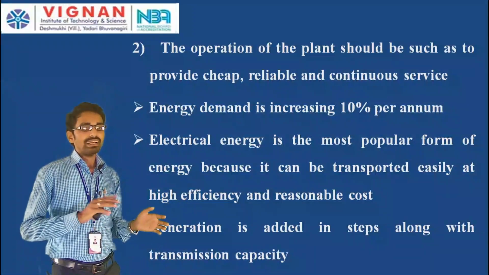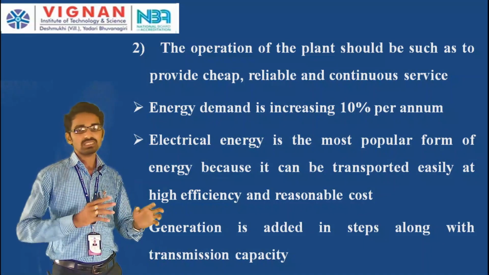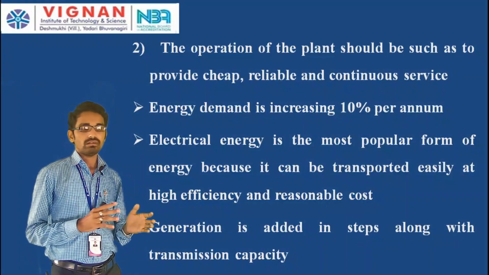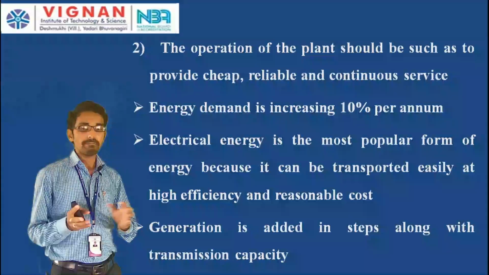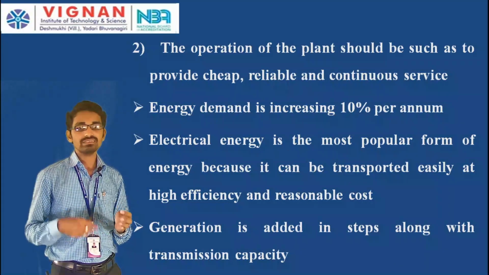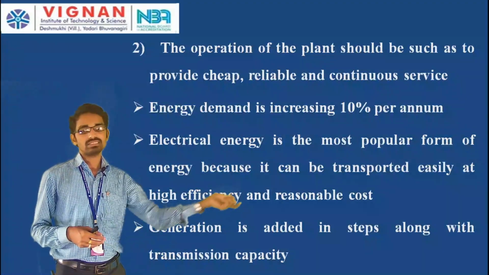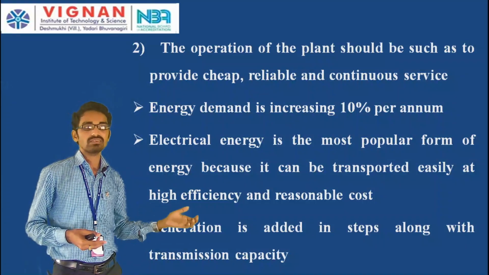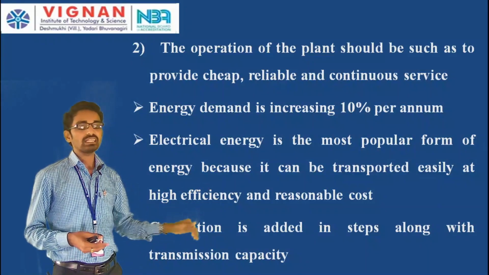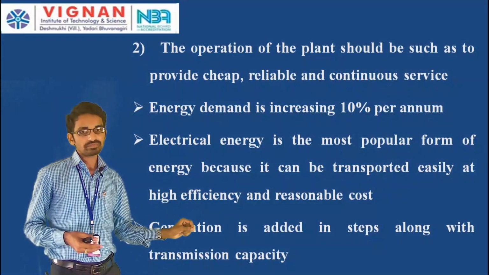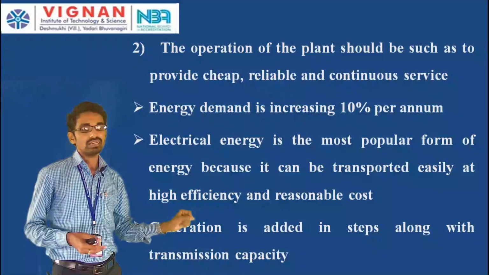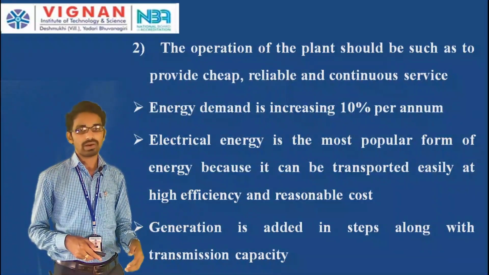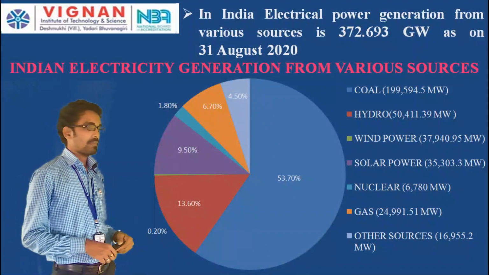As I said, supply (generation) and demand are not going to be matched together, because with the increasing demand we need to increase the generating stations. So, generation is added in steps along with the transmission capacity. We increase the generation as well as the capacity of the transmission lines in steps, depending upon the demand from the consumers. As the demand increases, we need to increase the generation as well as the transmission capacity.